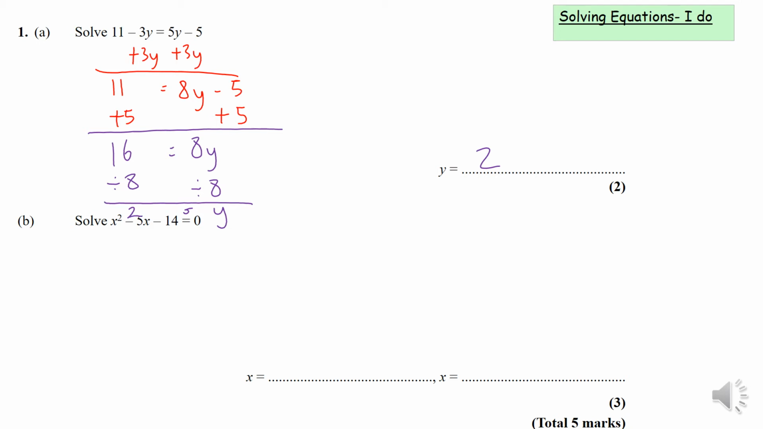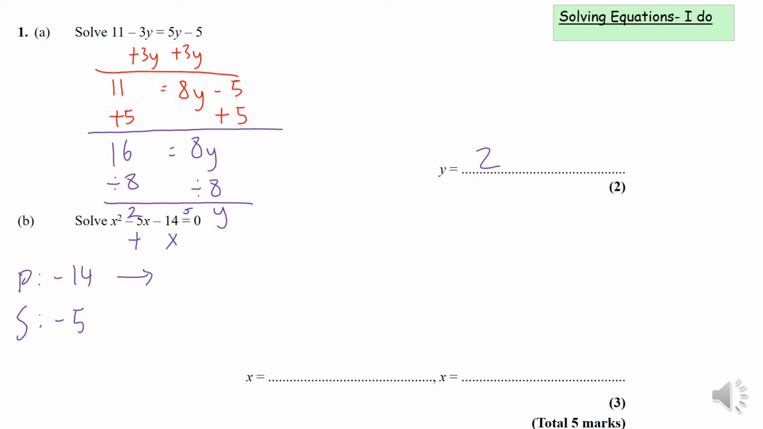Okay, so here the product is minus 14 and the sum is minus 5. So the aim is to find a pair of numbers to give us a product of minus 14 and give us the sum of minus 5. Some people can work this out in their head. If you find that difficult, you can list out the factors of negative 14.